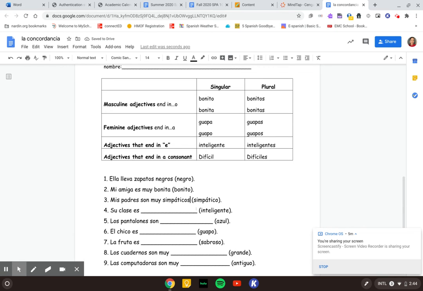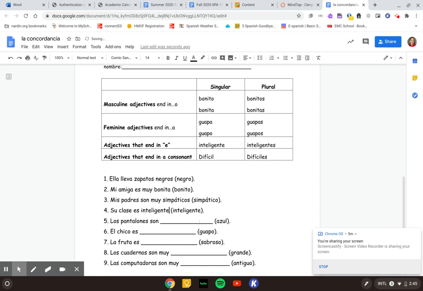And for that one, remember, you have four forms. But since there's parents, masculine and feminine together, it would be the masculine plural version. Over here, we have su clase es inteligente. Her class is intelligent. So with the ones that end in e, we're either going to have inteligente or inteligentes. Since clase is singular, we're going to just put inteligente.